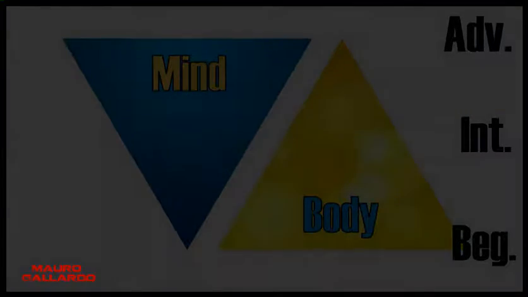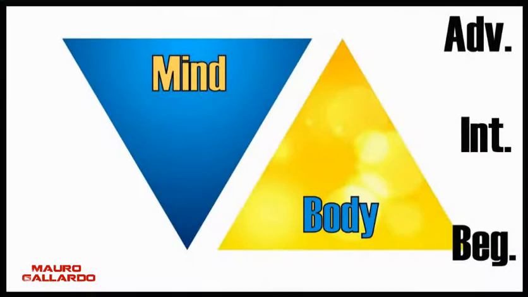Mauro here. This diagram, I like to call it a mind and body diagram. I'm gonna go through it and I want to explain what it's about. As you can see, we have two triangles. We have the mind triangle, which is pointing downwards, and the body triangle, which is pointing forward. We have the beginner, intermediate, and advanced levels here, and I will explain that. We're gonna go through that.